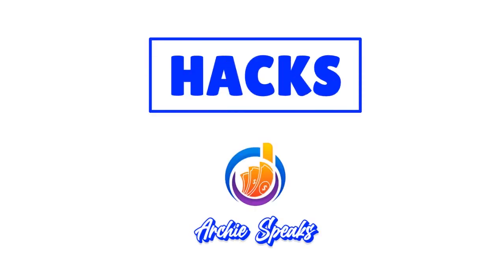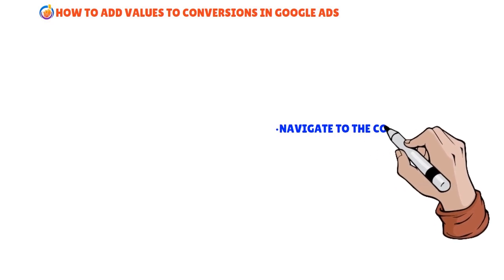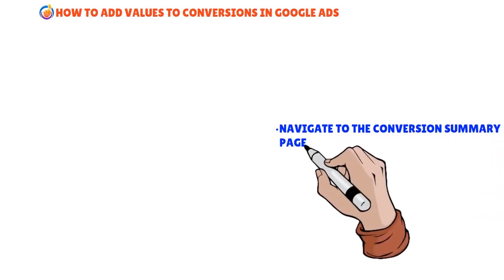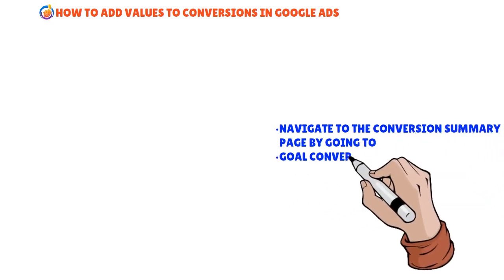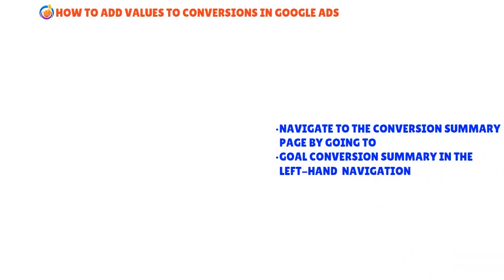So let me give you a few hacks here. How to add value to conversions in Google Ads. Okay. So adding values to your conversion actions in Google Ads is very simple. First, what you want to do is navigate to the conversion summary page. So you want to go to goal and conversion summary in the left-hand navigation. So if you go into your dashboard, you can really see that, not a problem, okay?